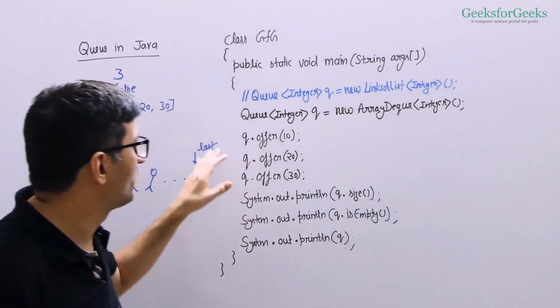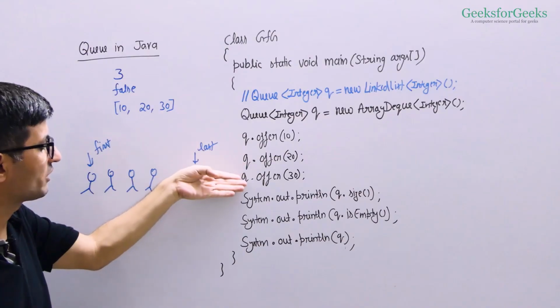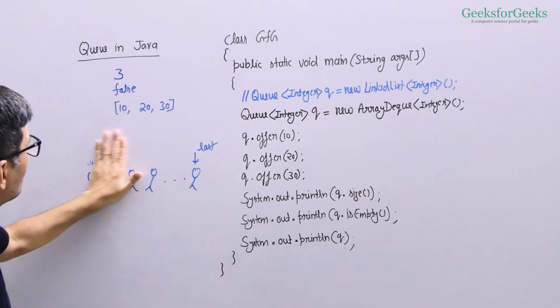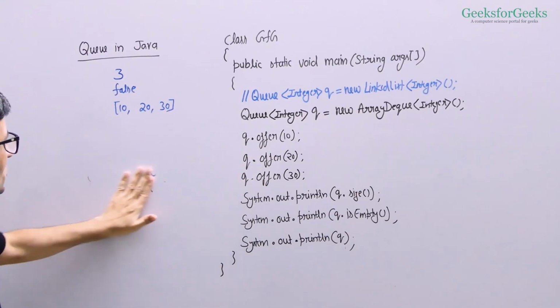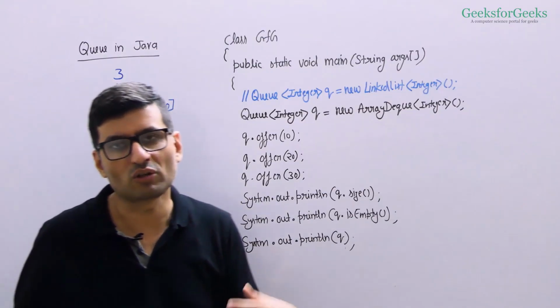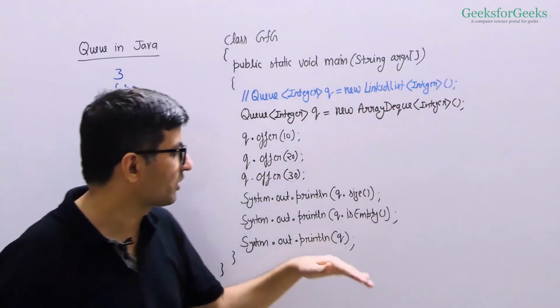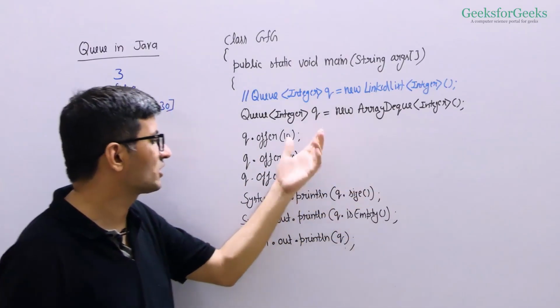So in this example code, we are adding 10, then we are adding 20, then we are adding 30. Then we are trying to get the size of the queue. The size function is a Collection interface function. It's there in all the collections that come through the collection hierarchy, right? So what are we going to get? We are going to get the size as 3.